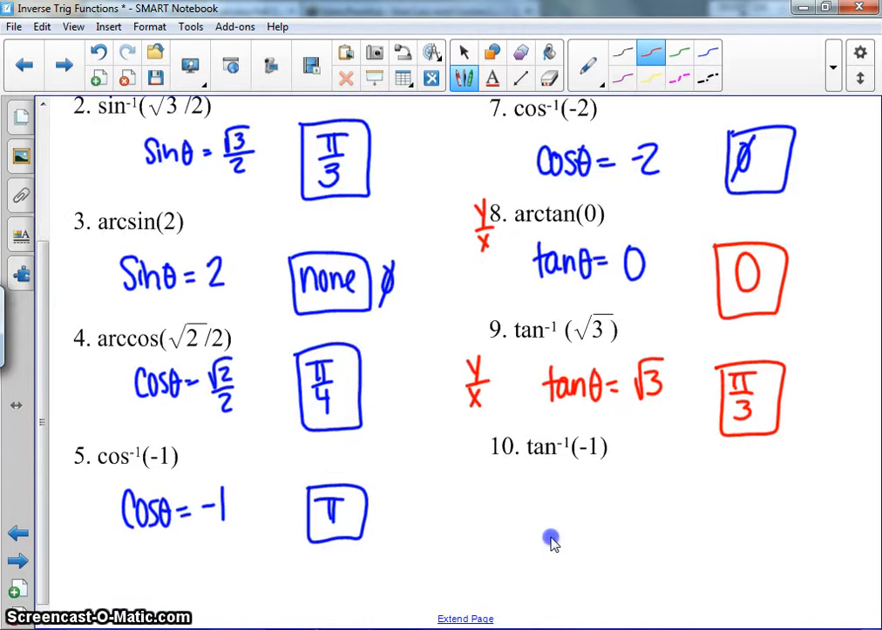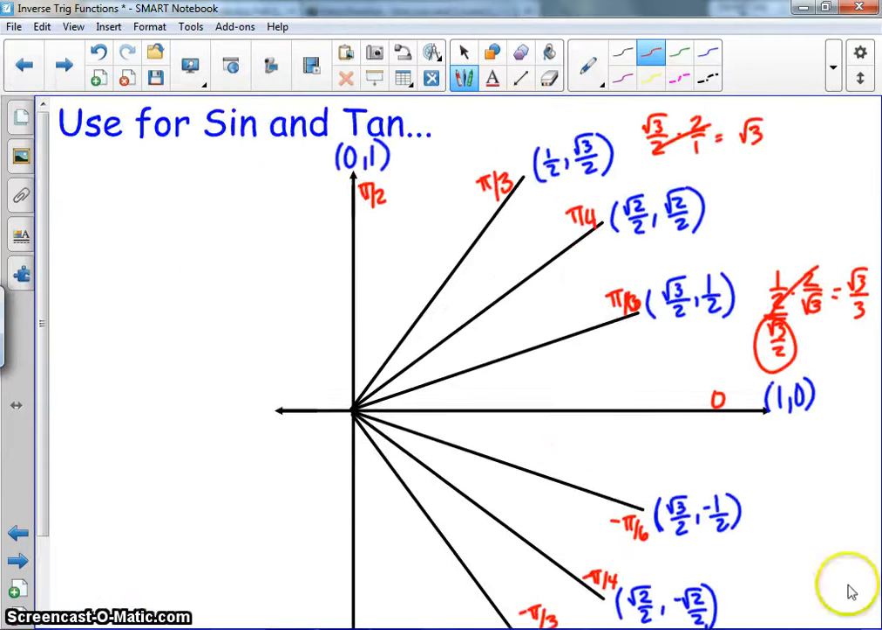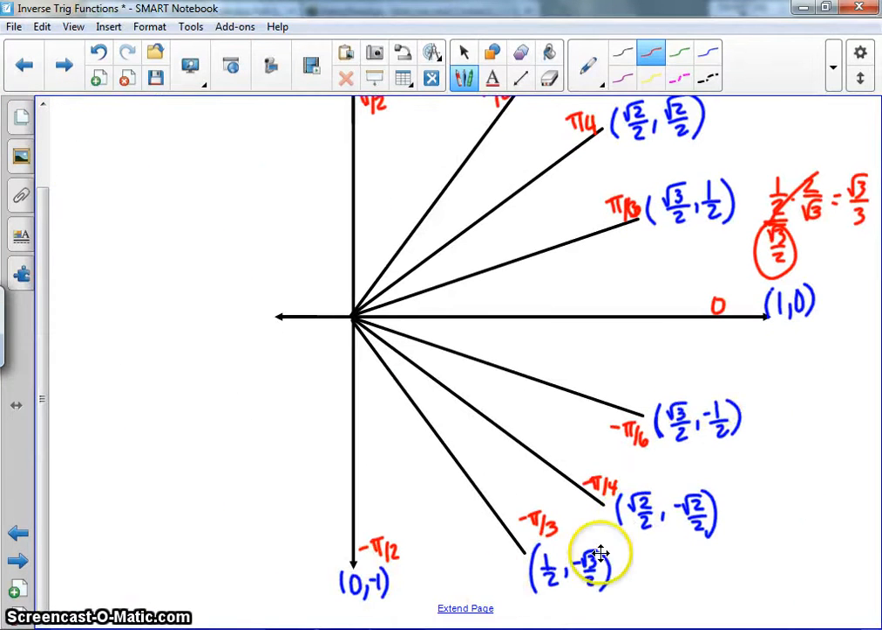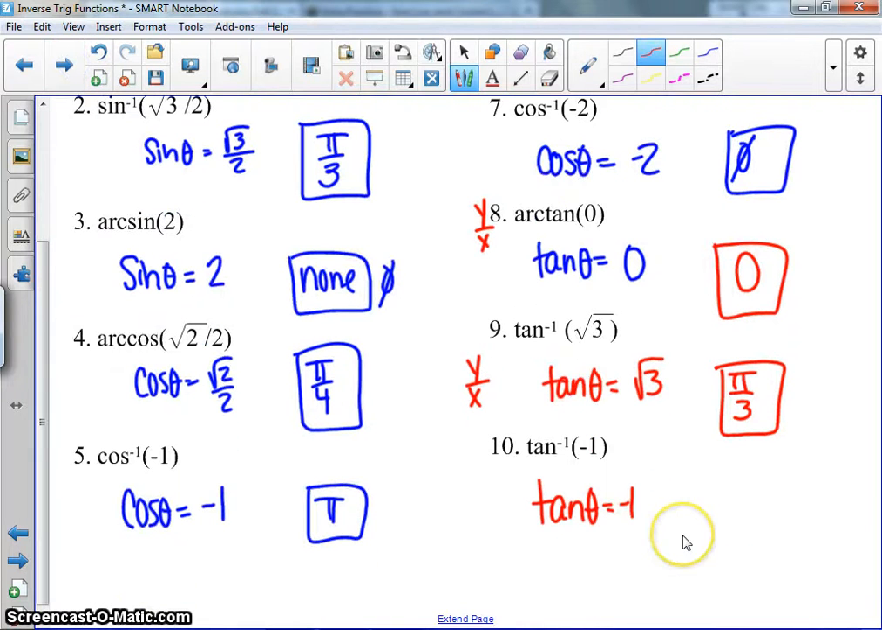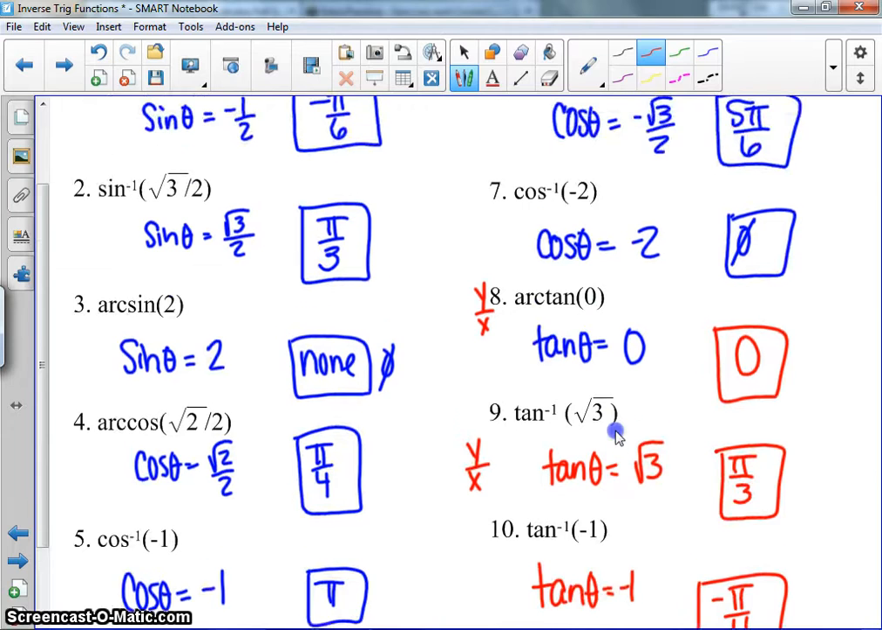And then tangent inverse of negative 1. This is saying where does the tangent equal negative 1? And so tangent's going to be negative 1. It's got to be negative, so it's going to be in one of these quadrants. Remember, we're looking at y over x. And the only time the tangent's going to be 1 is when the y coordinate matches the x coordinate. And so that's going to be right here at negative pi over 4. And so that's how we're going to use the inverses to evaluate problems like this.